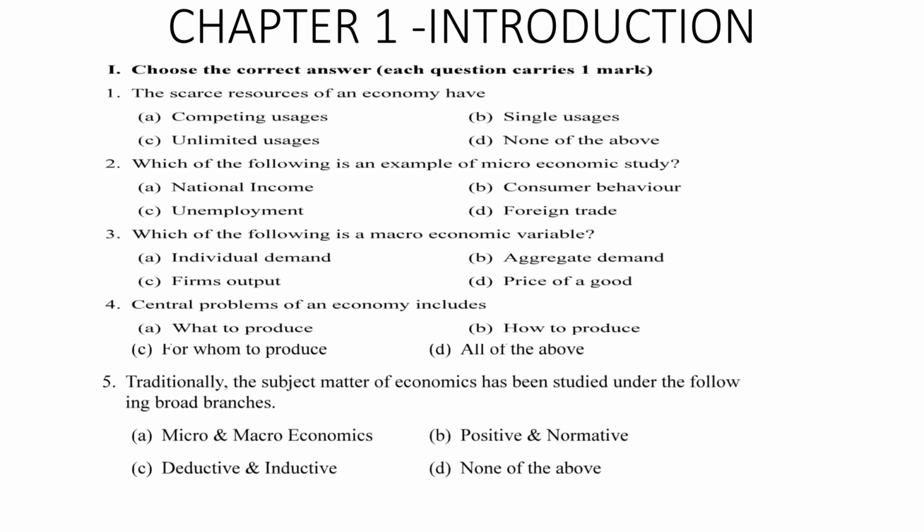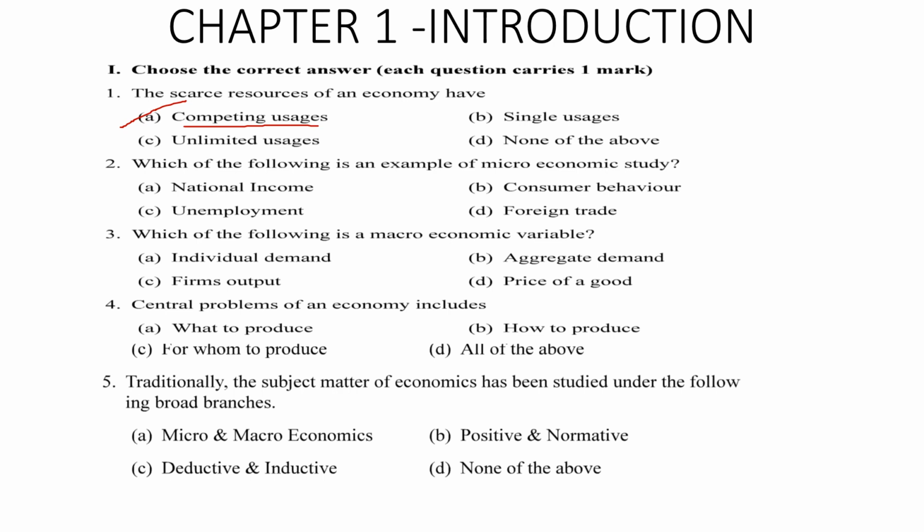First one. The scarce resources of an economy have. Usually there is a confusion between competing usages or unlimited usages. Here the answer is going to be competing usages. Okay. So scarce resources of an economy have competing usages. Wants are unlimited, but usages, they are competing.